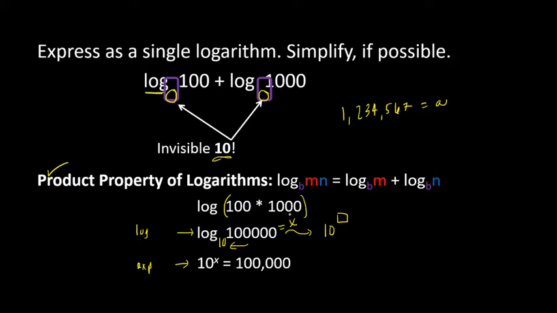So that is my exponent, right? 10 to the x equals this result, which is 100,000. So 10 to the what power equals 100,000? 10 to the 5th power. And again, you could double check that by taking 10 times 10 times 10 times 10 times 10.